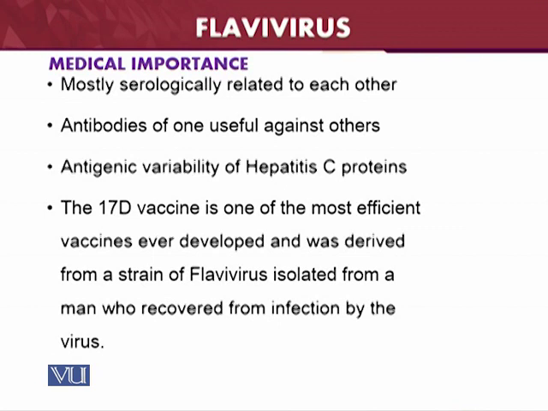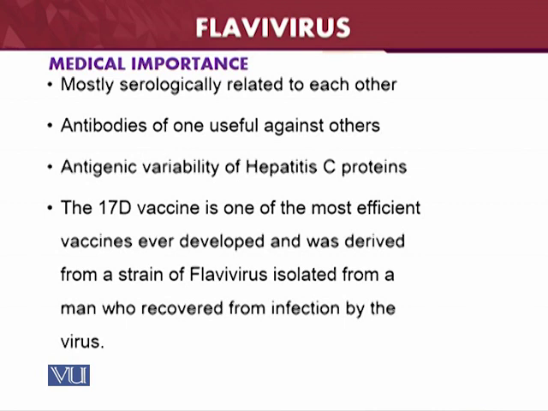Antigenic variability of hepatitis C proteins is very important. The hepatitis C proteins are very variable, and it makes it very difficult for the immune system of the host to recognize them, because they are very variable in hepatitis C.